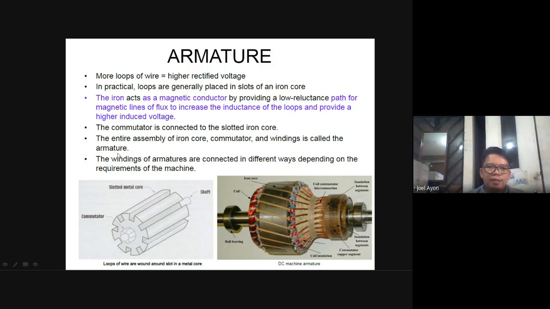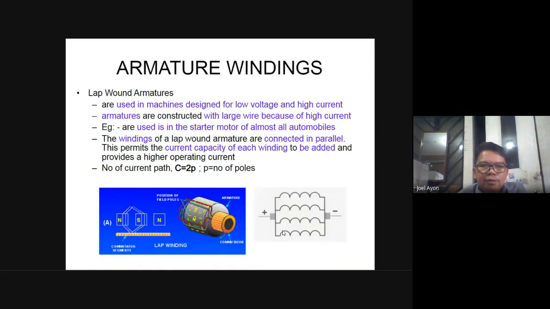So, as I mentioned earlier, the windings of armatures are connected in different ways depending on the requirements of the machine. Okay? So, later, I will show you the different winding connections of the armature. Yes, this one, armature windings.